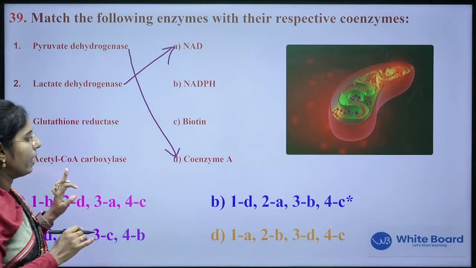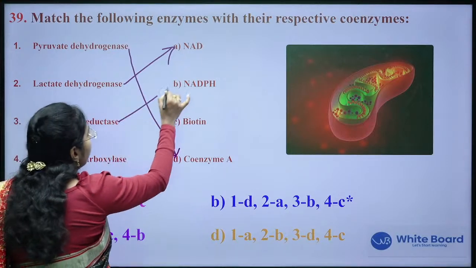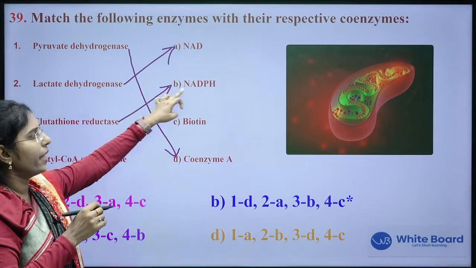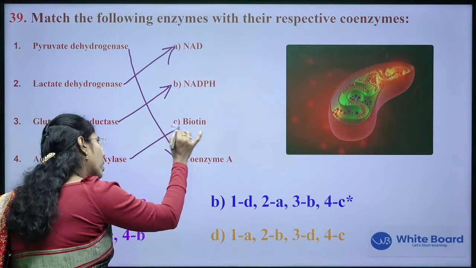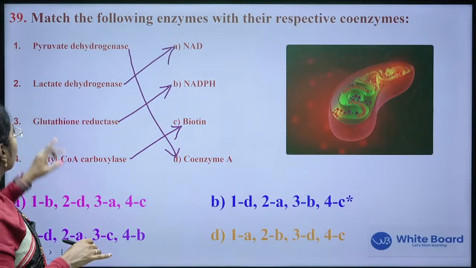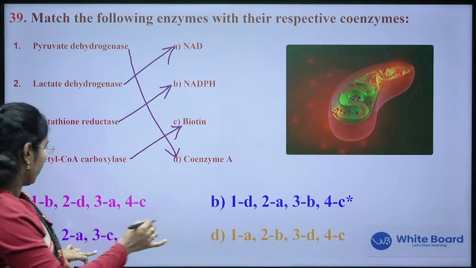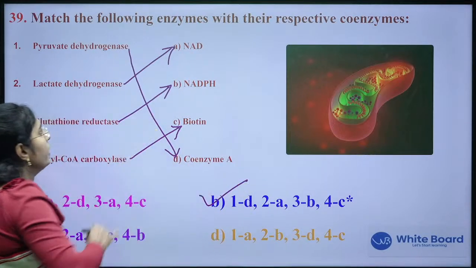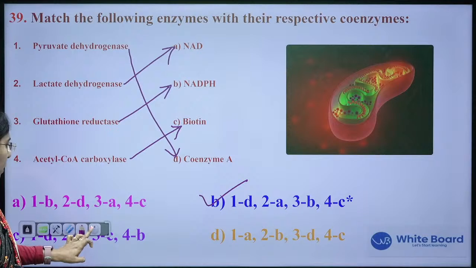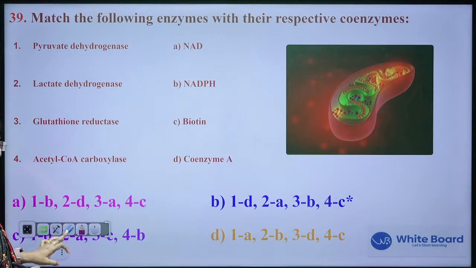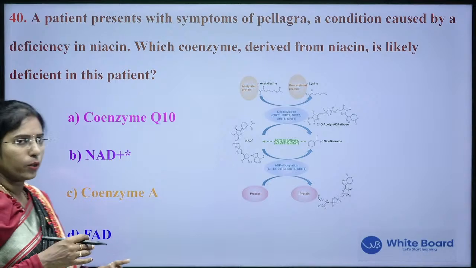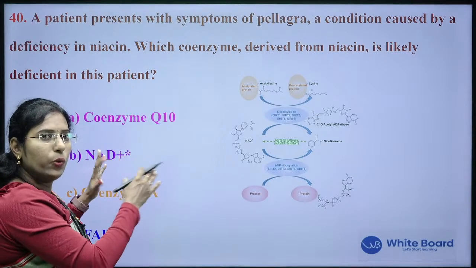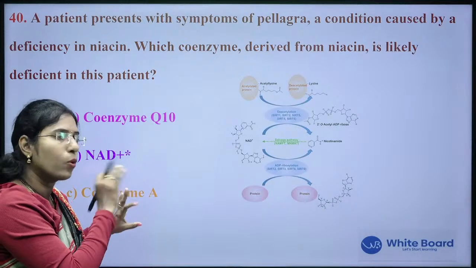And glutathione reductase. Glutathione reductase's coenzyme is NADPH, and acetyl-CoA carboxylase's coenzyme is biotin. So the correct option for 1 to D, and B is the correct option for this one. These are all things you can directly read from Biochemistry by U Satyanarayana. If you go through all the cycles like the citric acid cycle, glycolysis, gluconeogenesis, you will definitely come across all these enzymes as well as their coenzymes.